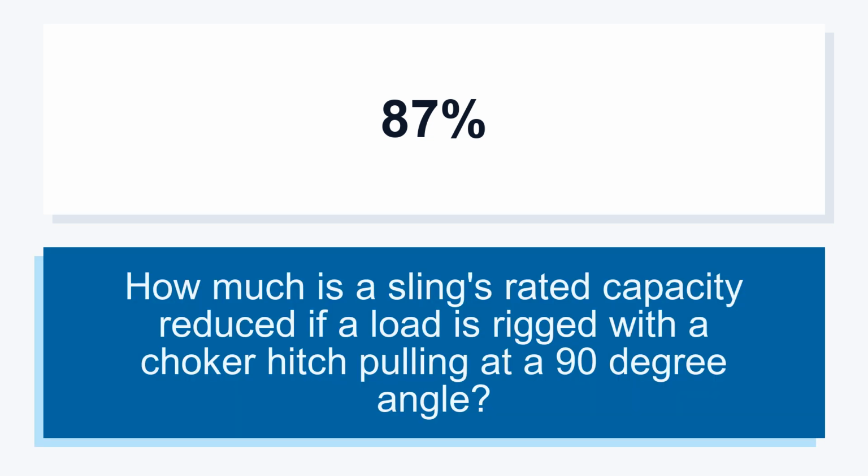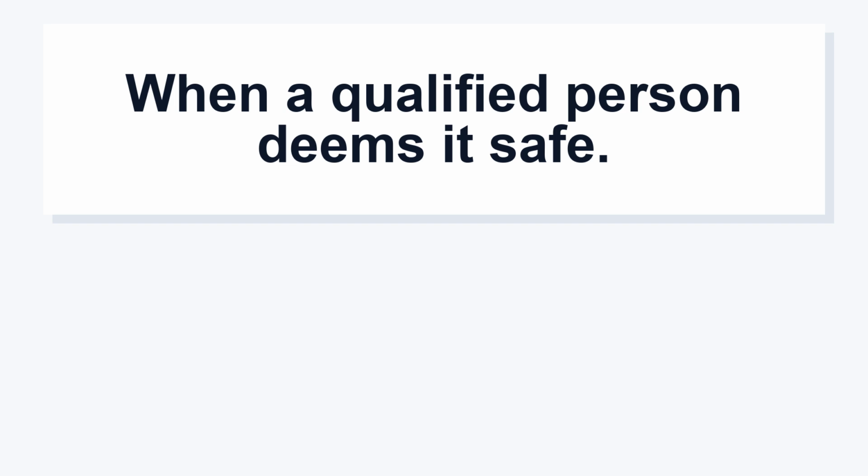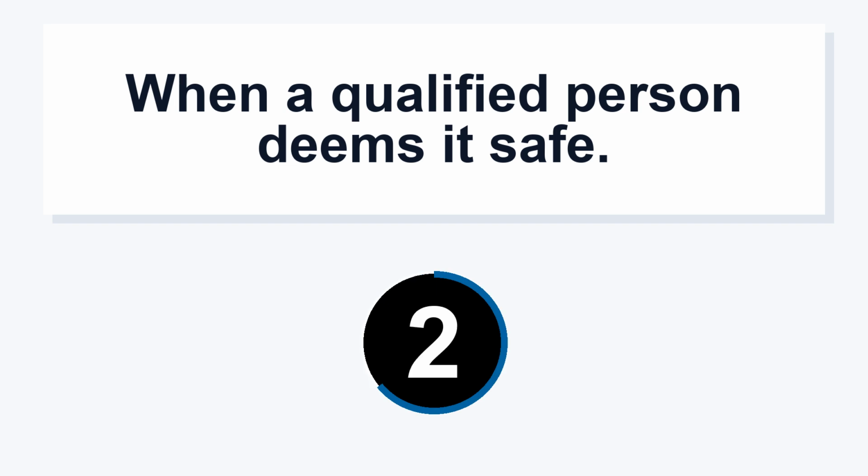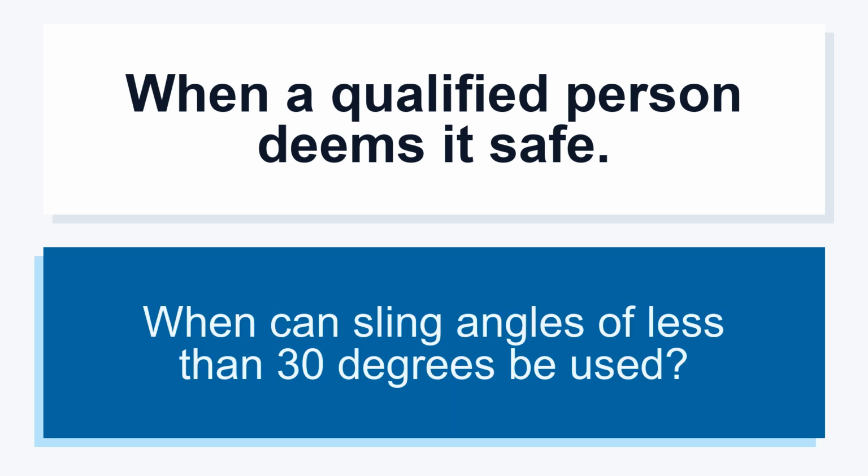How much is a sling's rated capacity reduced if a load is rigged with a choker hitch pulling at a 90-degree angle, when a qualified person deems it safe? When can sling angles of less than 30 degrees be used?